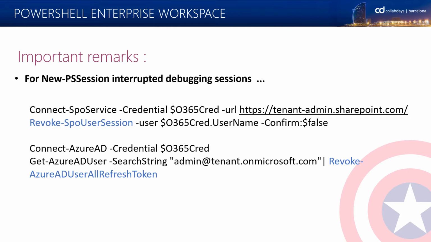So basically we need to revoke the user session from Office 365. So to connect and then revoke the SPO user session itself, and we can actually do the same thing on a lower level regarding Azure AD. So we can actually revoke the refresh token used for the connection that was pending and suddenly got stuck there. Okay.